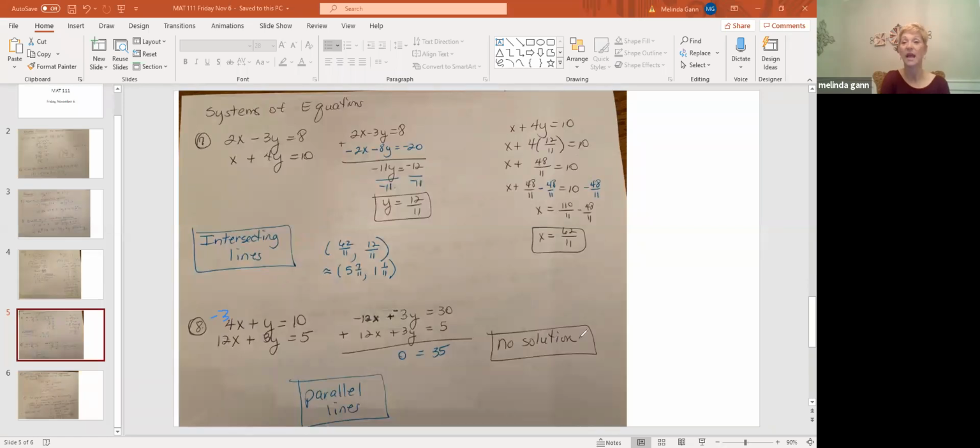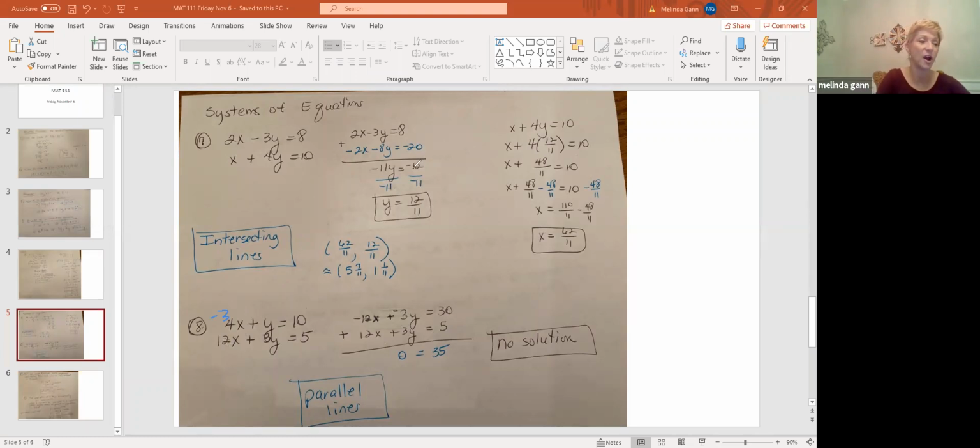No solution. And if I asked you what kind of lines they are, they're parallel. That means there's no point that's the same on this line as it is on that line. And again, I might ask you to graph the lines so you can see that, yeah, they do look parallel.